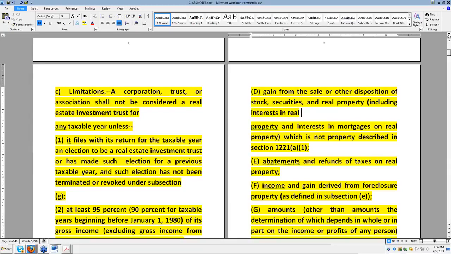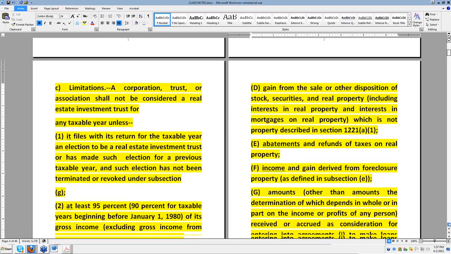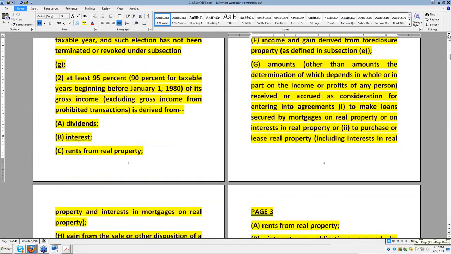E, abatements and refunds of taxes on real property. F, income and gain derived from foreclosure property as defined in subsection E. G, amounts other than amounts the determination of which depends in whole or in part on the income or profits of any person, received or accrued as consideration for entering into agreements (I) to make loans secured by mortgages on real property or on interest in real property, or (II) to purchase or lease real property, including interest in real property and interest in mortgages on real property. Move it down a little bit.